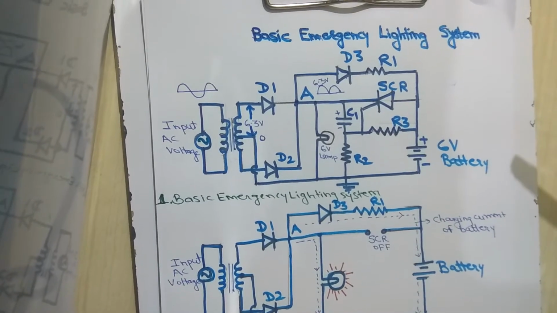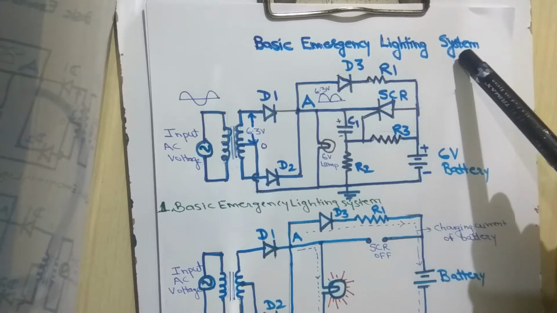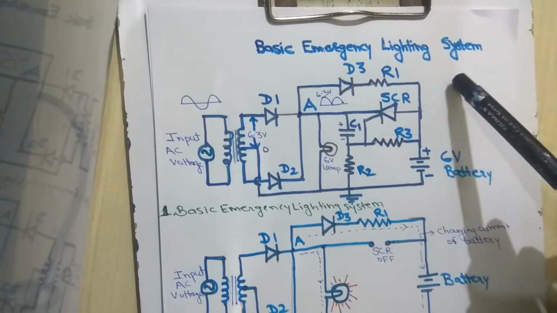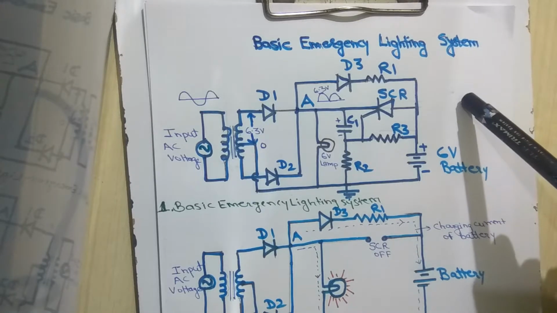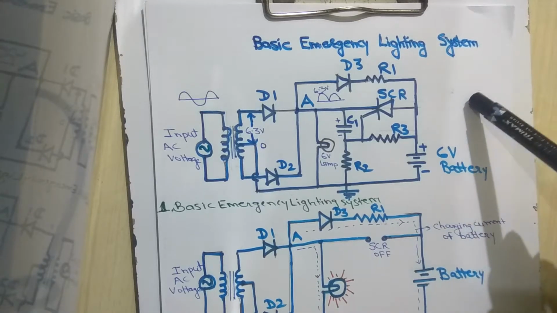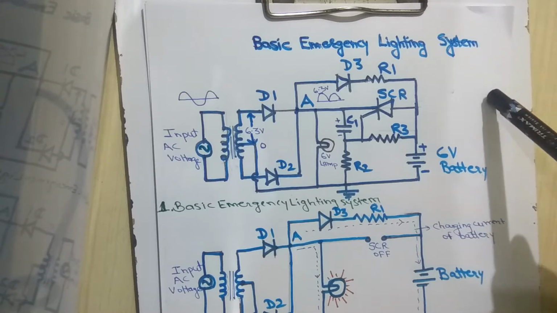The next application of industrial control circuit is the basic emergency lighting system. This basic emergency lighting system is used for various applications, for household purposes, for industrial purposes, and also in emergency services such as the medical system.